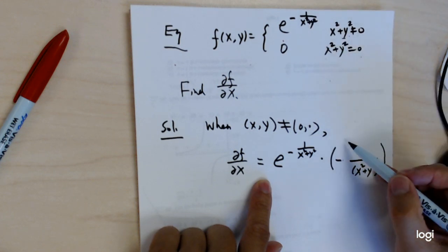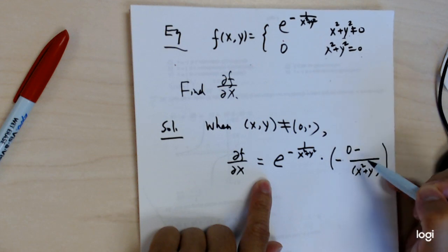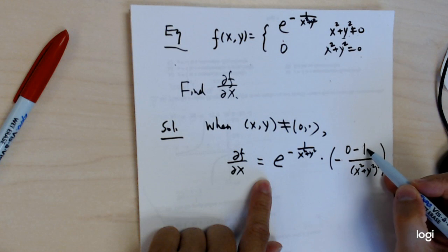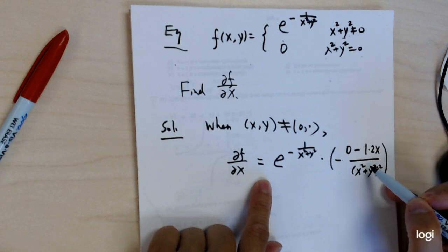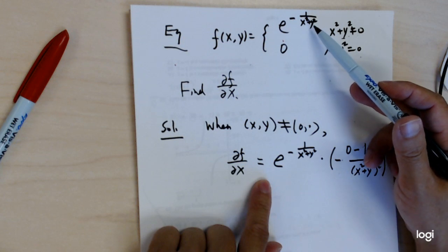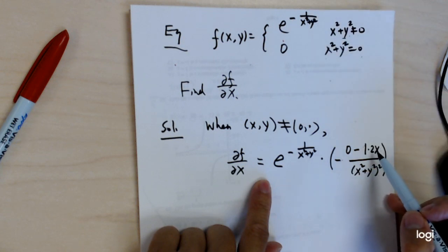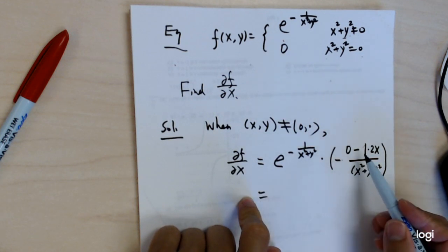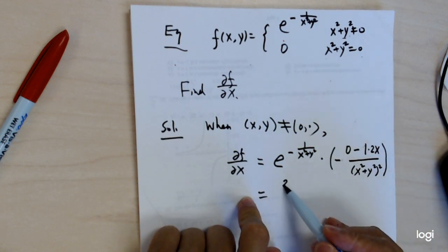Differentiate the top, you get a 0. Minus the top unchanged. Differentiate the bottom with respect to x, you get 2x. All right? Because y is being treated as a constant, that's why when we differentiate this part, you get a 0. So it's just 2x. Minus minus is positive. We put this in the front.